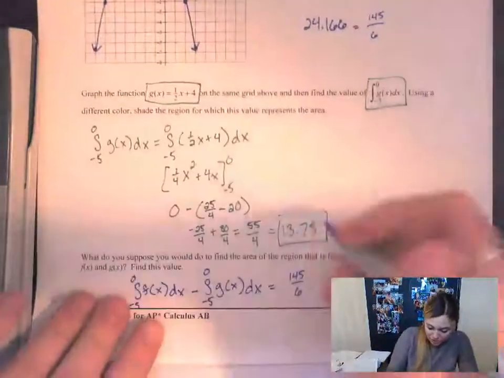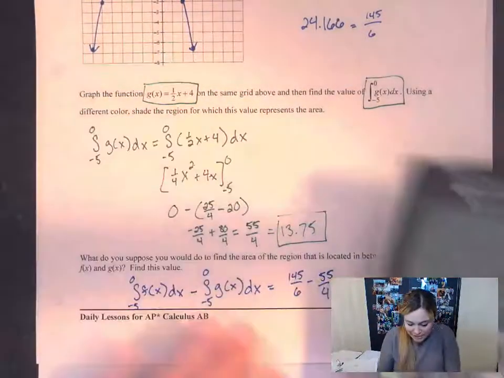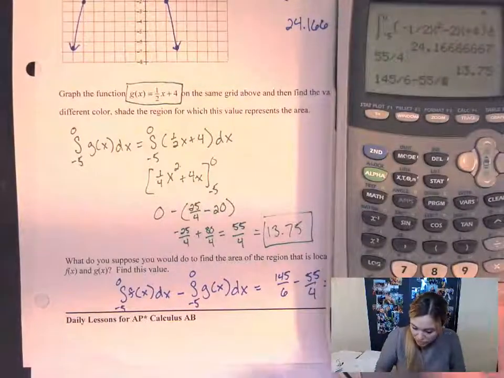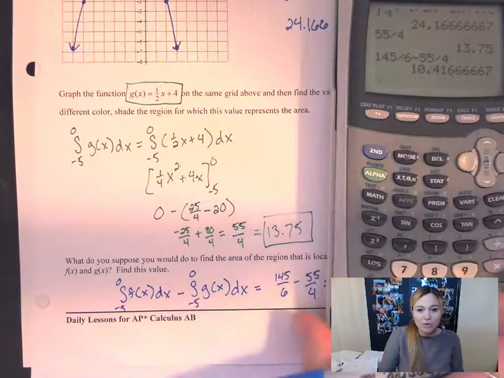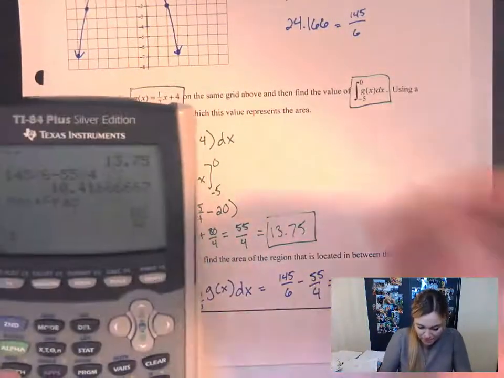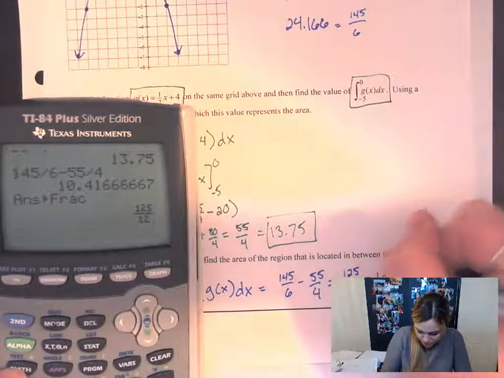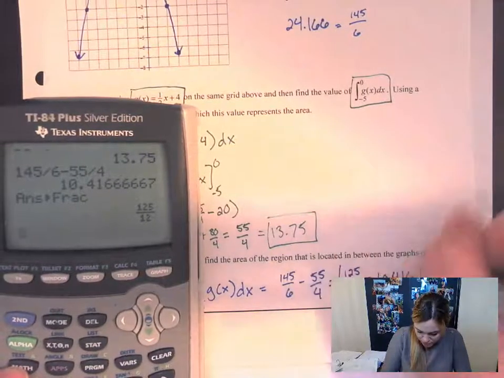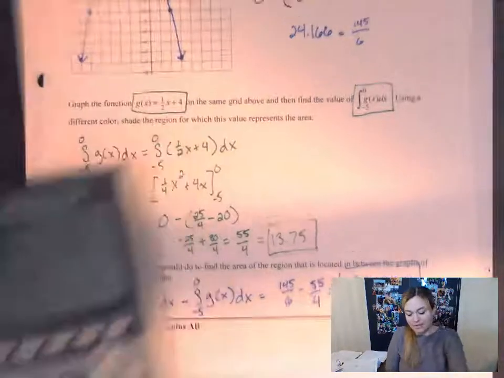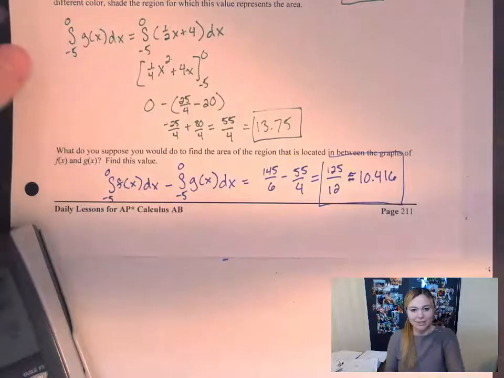This region I knew was 55/4. And then if I subtract these, 145/6 minus 55/4, I get 10.4167, or I could say math fraction 125/12. And really this is approximating since I rounded at the end. Well, I truncated. Oh, my face is in the way. There we go. Okay, so the bigger region minus the smaller region, I got the area in between.